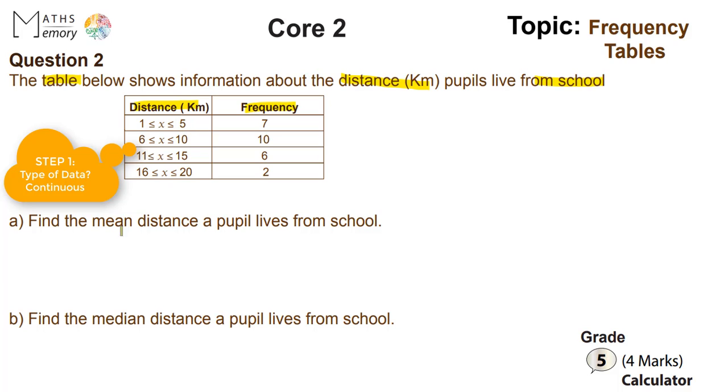Inclusively. So let's find the mean distance a pupil lives from school. To do the mean, we need to add 2 columns. This will always be a calculated paper. The first one we do is the mid value. We need to create a mid value to estimate the actual distance because we don't know where these 7 pupils would live. They could all live 1 kilometer or all 5 kilometers.